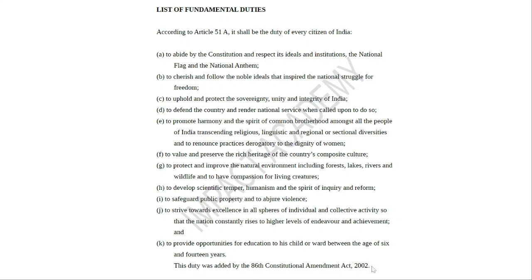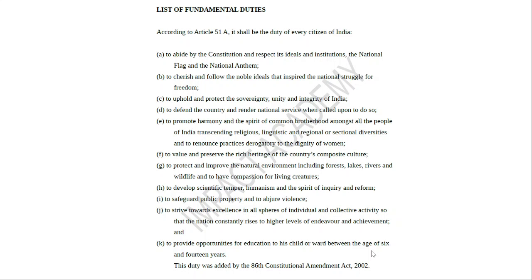So this is basically the right to education, right? 86th Constitutional Amendment Act 2002. It is saying to provide opportunities for education to his child between the age of 6 and 14. That is the right to education. The state will provide free education between 6 to 14, Article 21A, and Article 45. Article 45 deals with up to 6.